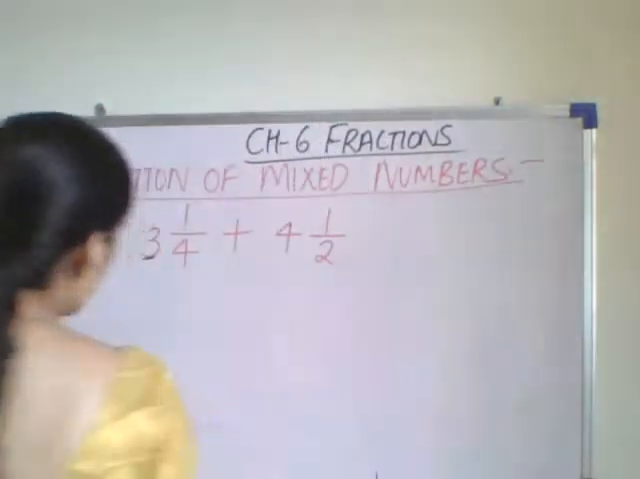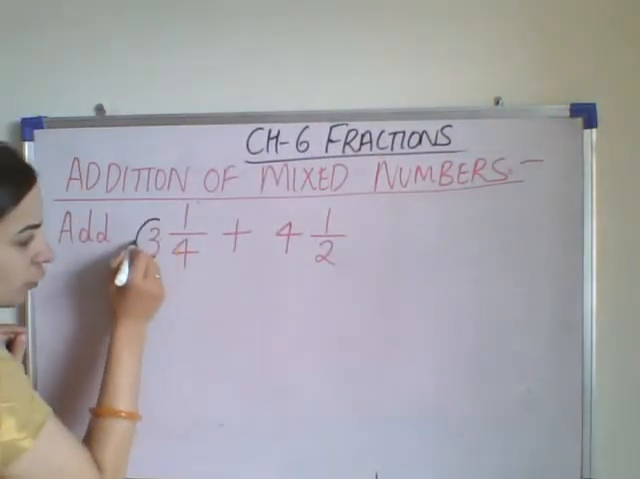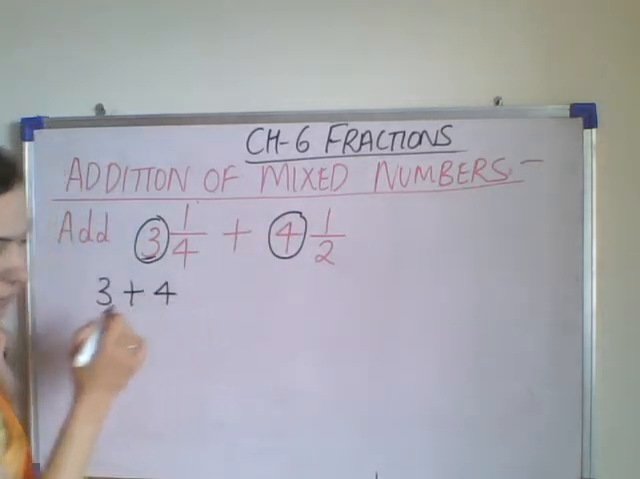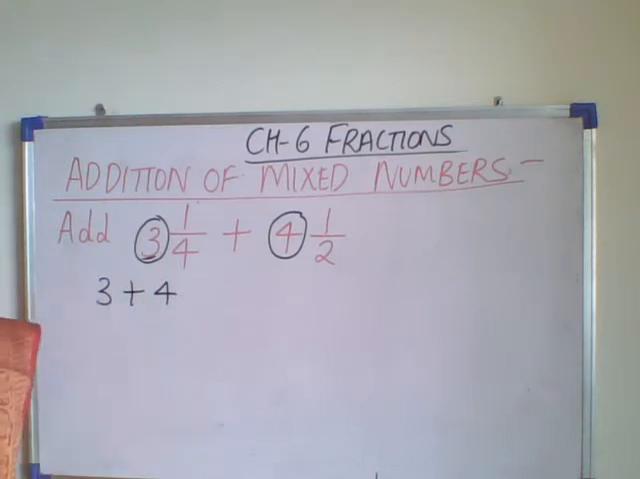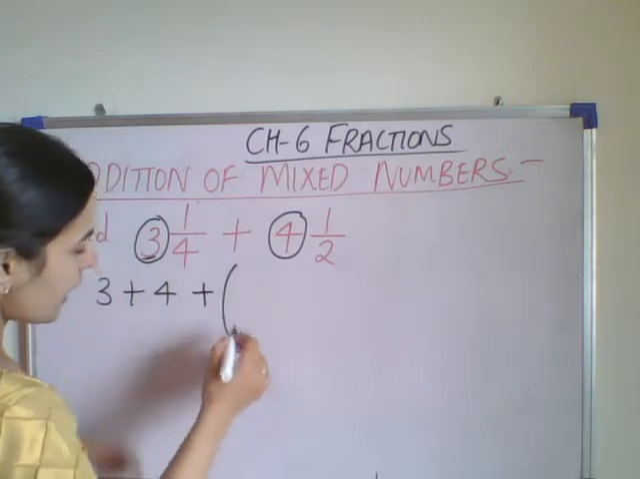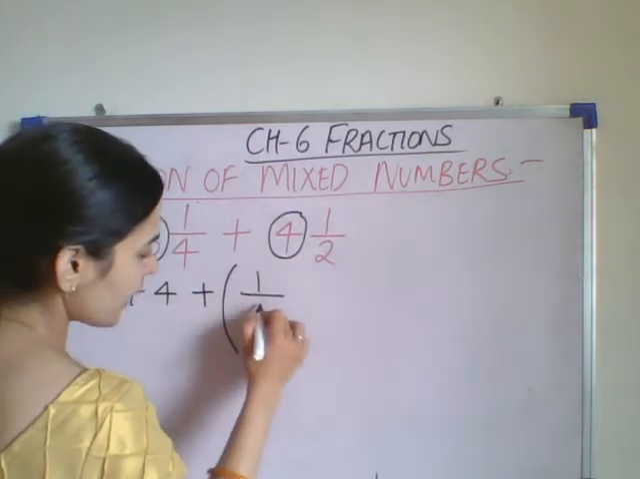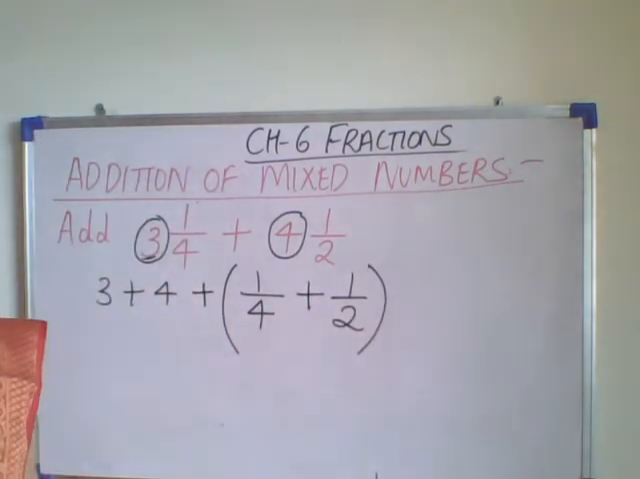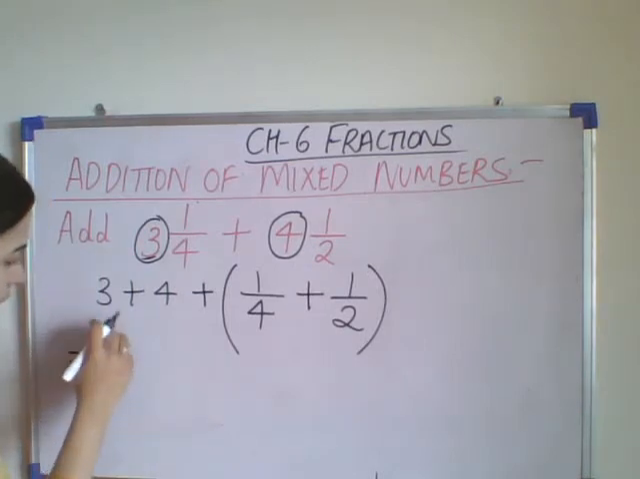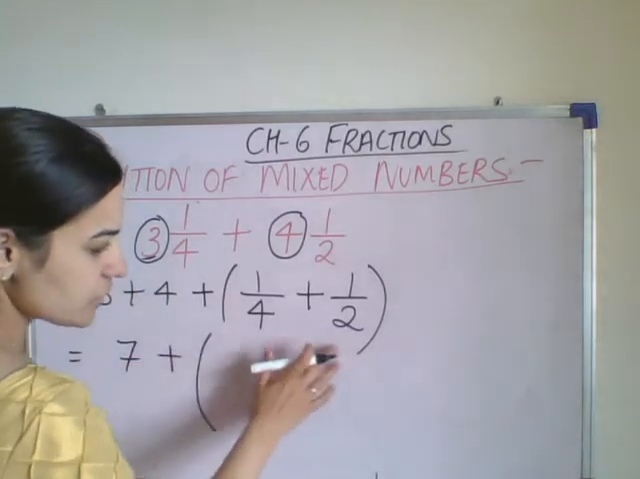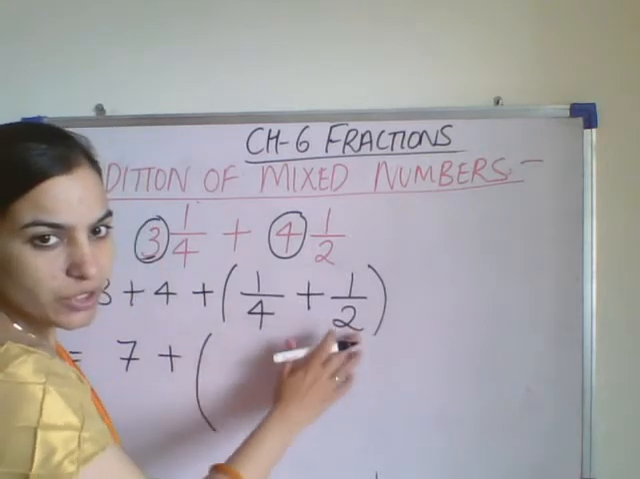Let us do this. In order to add the mixed numbers, what you have to do? The numbers 3 and 4, you will write separately. 3 and 4 I have written here separately, and then you will put the sign of plus, and these two fractions you will write in brackets. 1/4 plus 1/2, you will write inside the brackets. So 3 plus 4 is 7, plus you will solve these fractions as we have solved. We have done the addition of the fractions.